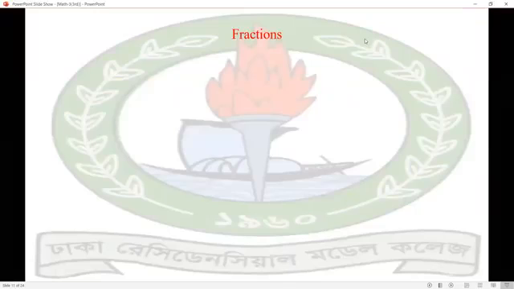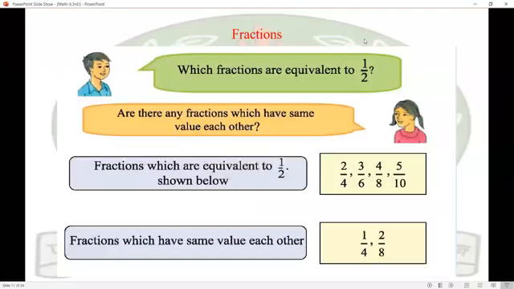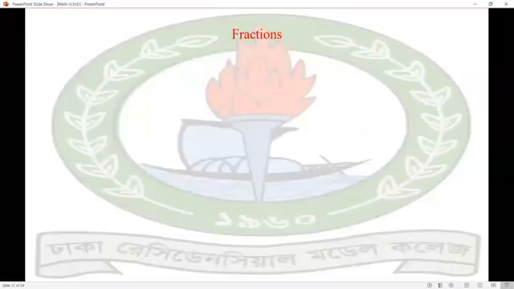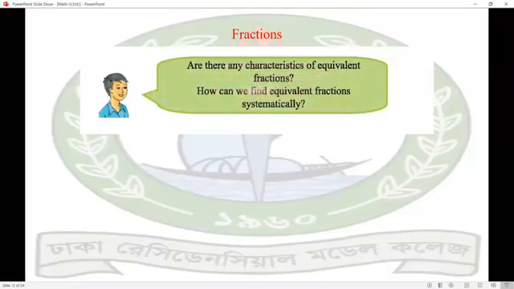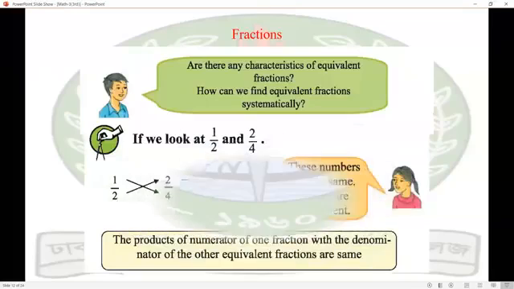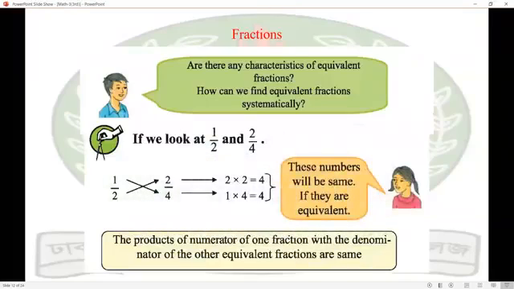So in our next math, we have to find the equivalent fraction. We already saw how we can find equivalent fractions. If we look at half and 2 by 4, how can we understand the two are equivalent? We can understand in this way.